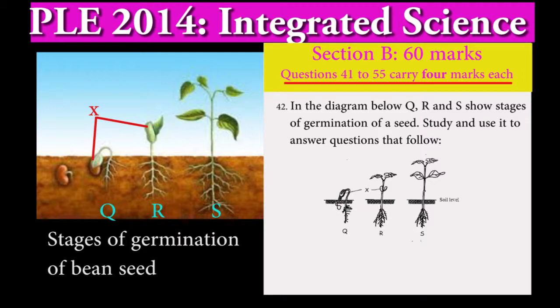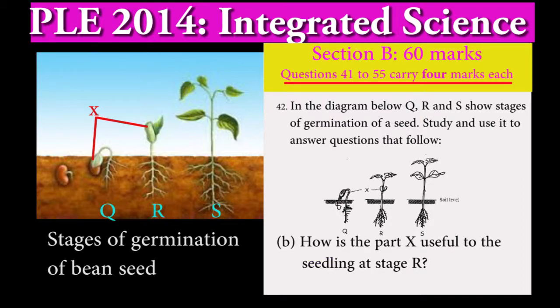Number 42. In the diagram below, QRS shows stages of germination of a seed. Study and use it to answer questions that follow. Name part X. Part X is cotyledon. B. How is part marked X useful to the seedlings at stage R? It provides food to the growing plant.